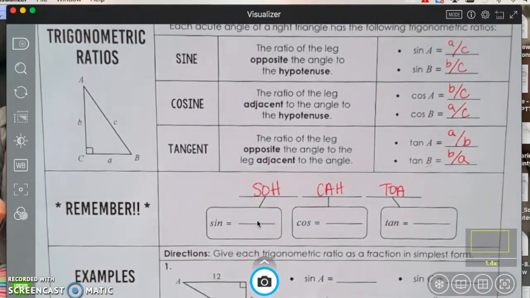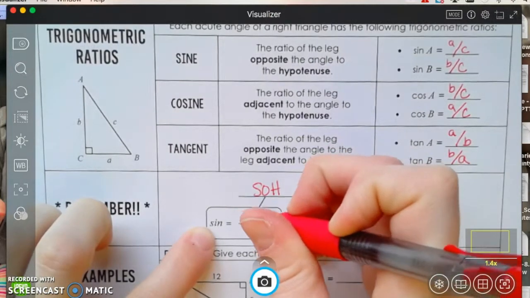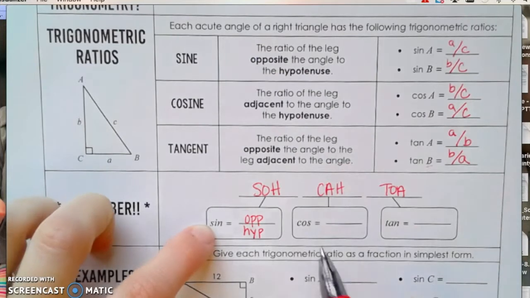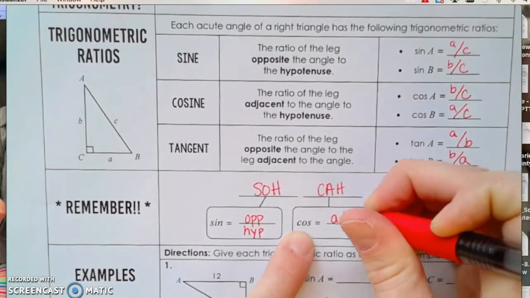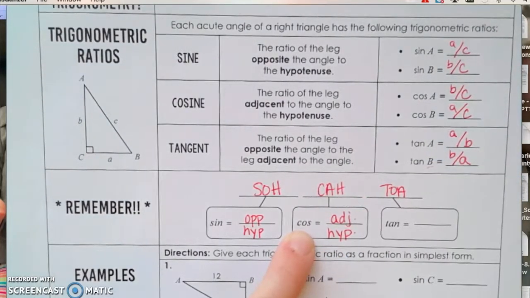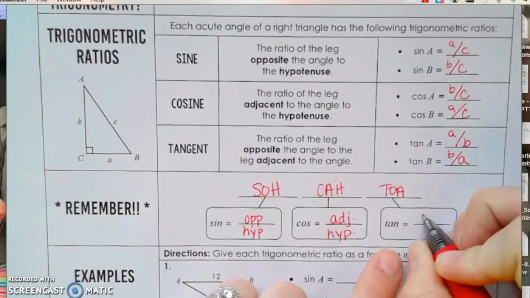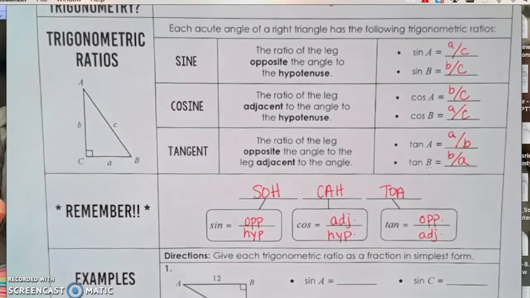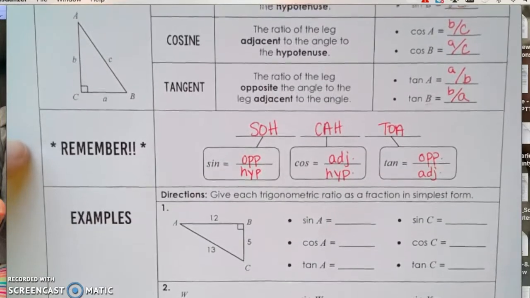Now each one of these letters stands for something. So when you see SOH, that's the sine function, and it's here to help us remember that that is the opposite side over the hypotenuse. CAH, you're dealing with cosine, and that's to help us remember that that's the adjacent side over the hypotenuse. And then lastly, TOA is tangent. So that's to remind us that it is the opposite side over the adjacent side. So I want you to use SOHCAHTOA a lot. I still use it today to help me remember how I'm going to set up these ratios.